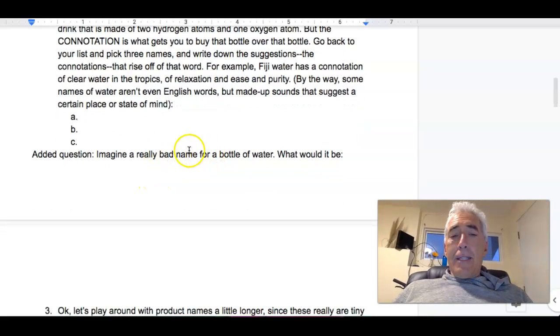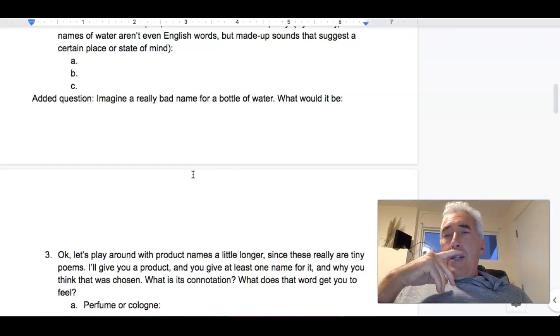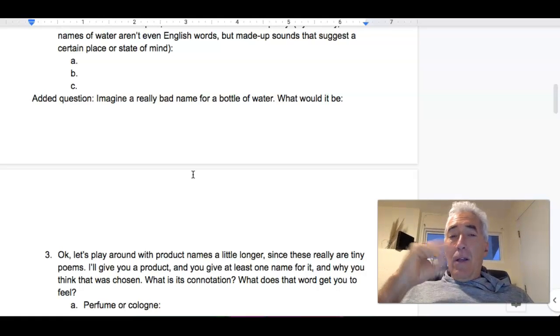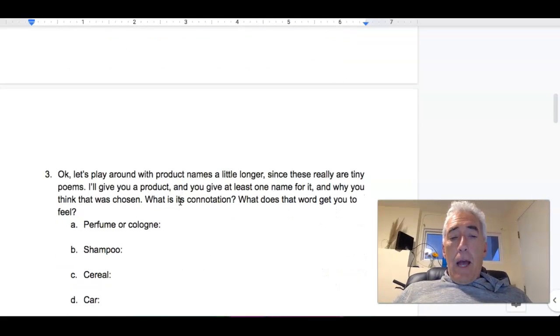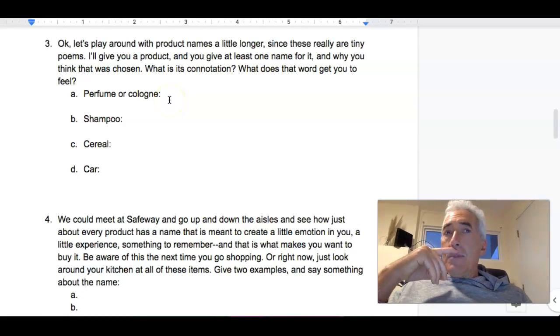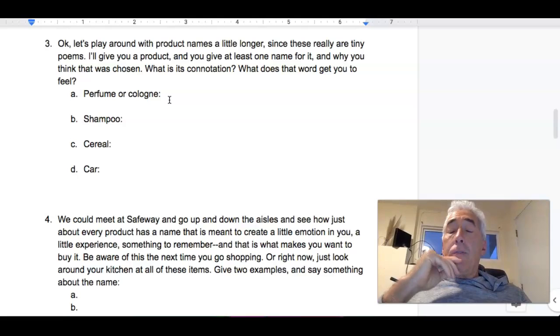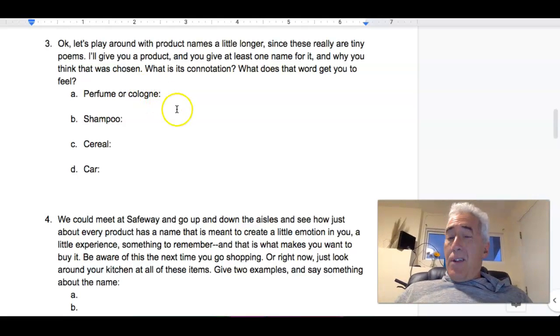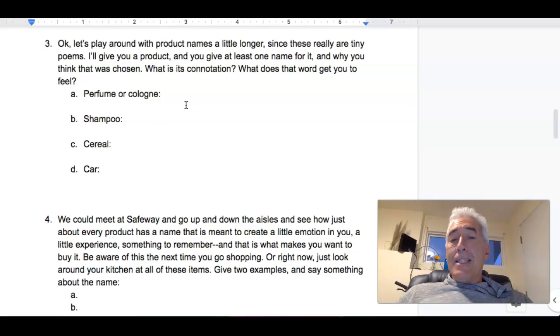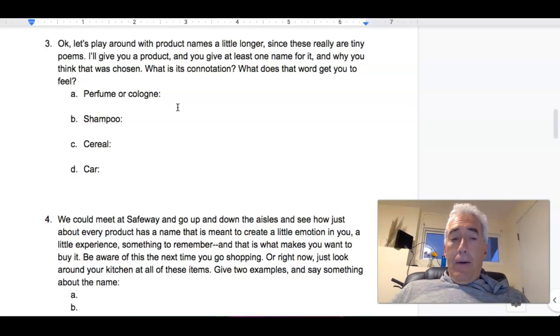All right, I also add something here. Imagine that you were a really bad marketing person and you came up with a bad name for a bottle of water that probably wouldn't sell. What would it be? Okay, from there, I go to more products besides water. Like think about the names of perfume or cologne. Think about the names of shampoo and soap, the names of cereal, names of a car. So come up with those that are kind of interesting and talk about its connotation. What does the word get you to feel and to think about?